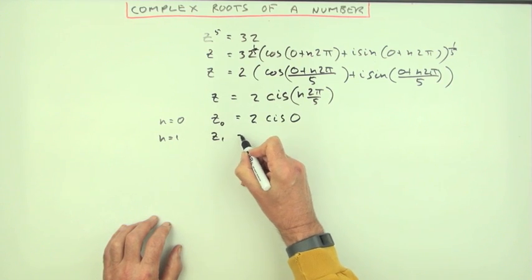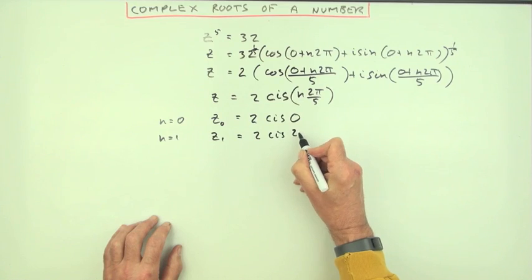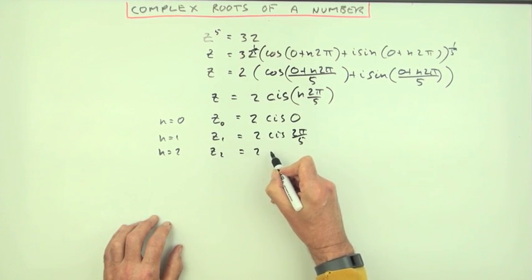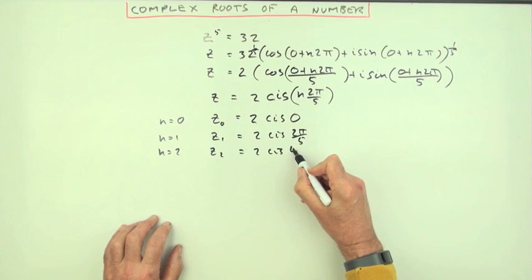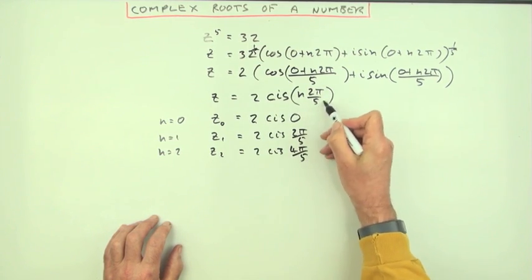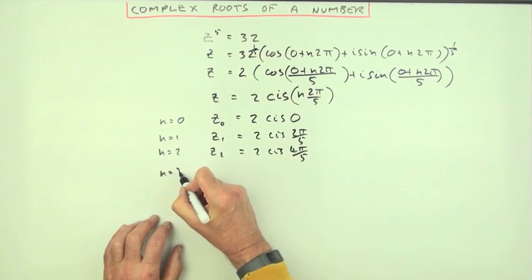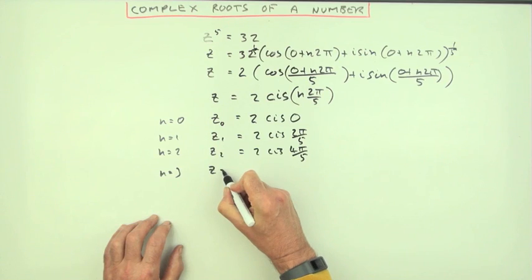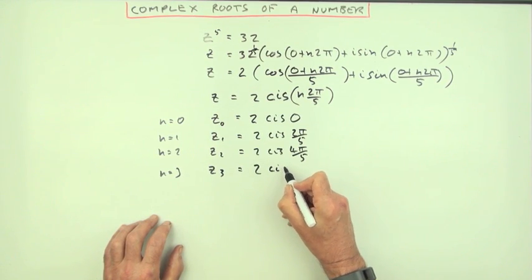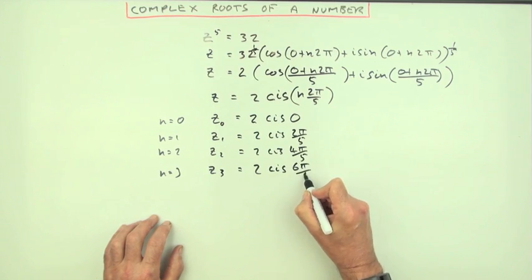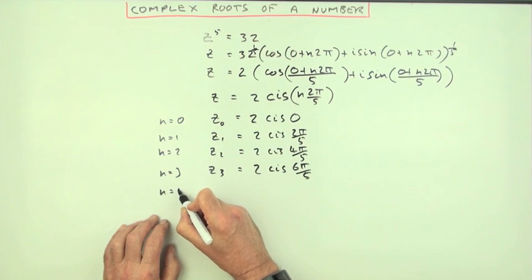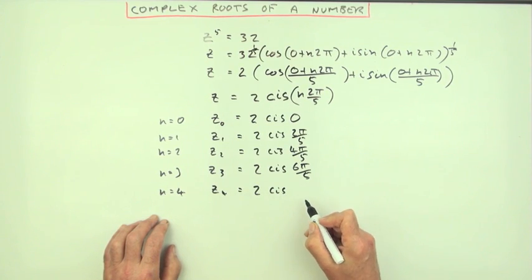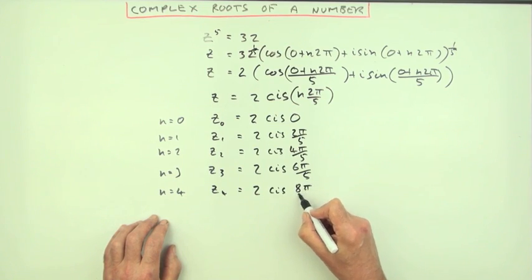When n is 1, I'll have 2 CIS 2 pi upon 5. When n is 2, I'll have 2 CIS, that'll be 2 times 2 is 4, 4 pi upon 5. But notice all you're doing is adding on another 2 pi upon 5. That's just like that diagram. They kept going forward by the same amount. Z3 will be 2 CIS 6 pi upon 5. How long can this go on? When n is 4, I'll have Z4 equals 2 CIS plus another 2 is 8 pi upon 5.